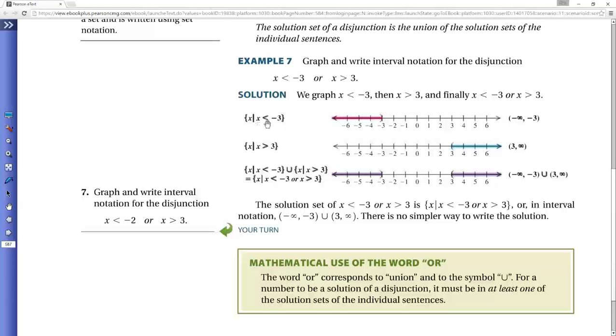X is left of negative 3. It doesn't include negative 3, right? So it would look like this on a graph. Here's the interval notation. The other one is X is greater than 3, which means X is right of 3 on a number line. It doesn't include 3, so it's that curved line and everything to the right. Here's the interval notation.